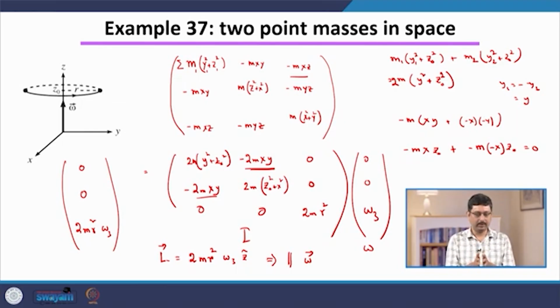So, what is the difference between this example and the previous? Notice that in this case, this mass distribution is symmetric about the z axis. It is not symmetric about x and y axis, it is symmetric about the z axis, and that is why the x and y components turn out to be 0 as we saw mathematically, and that is why the angular momentum turns out to be in the same direction as the angular velocity in this case.